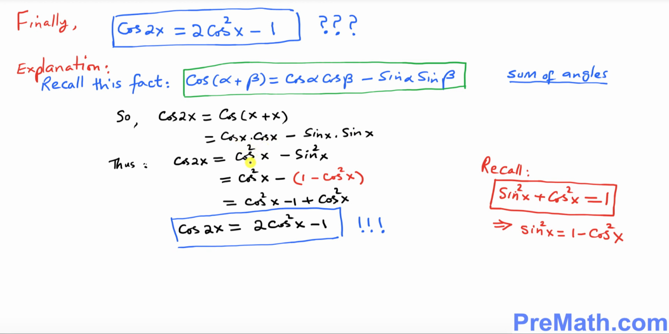Cosine and cosine, when you multiply, gives you cosine square, minus likewise sine square. And then the next thing I want you to recall is one more identity. Sine square plus cosine square always equals 1. So from here sine square is going to be 1 minus cosine square x. So I can replace this sine square by simply 1 minus cosine square. When you simplify, we get simply cosine of 2x equals 2 cosine square of x minus 1.